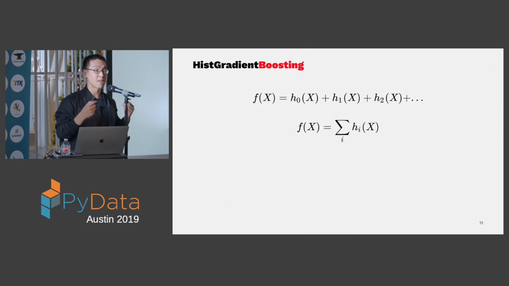Boosting is a very generic machine learning concept where you want to create a function. The function you want to learn will be a sum of many little functions, and you train this iteratively. You build H0, and then you build H1 based on H0, and so forth and so on. Generally, there's something called AdaBoost that does this, but today I want to talk about gradient boosting.